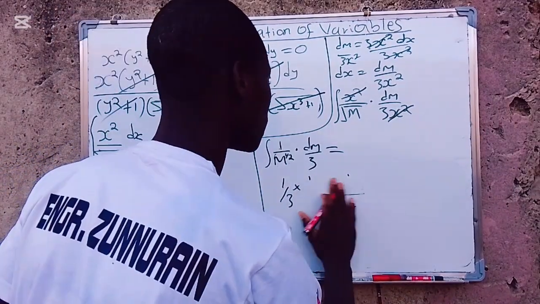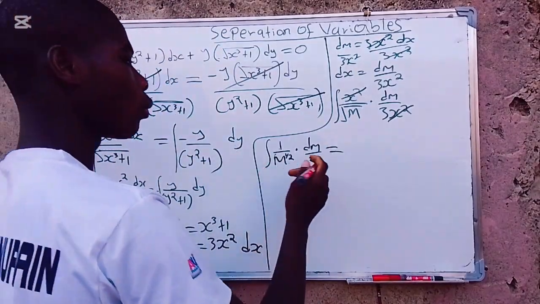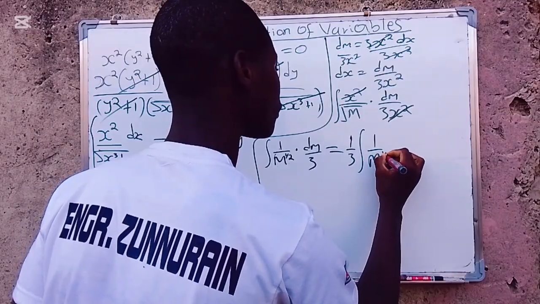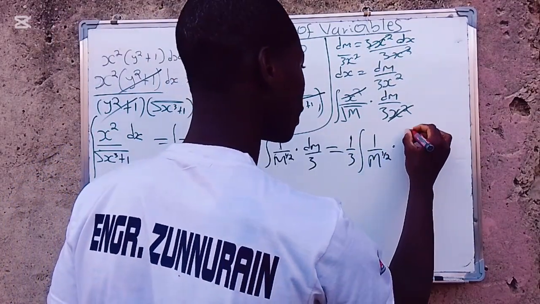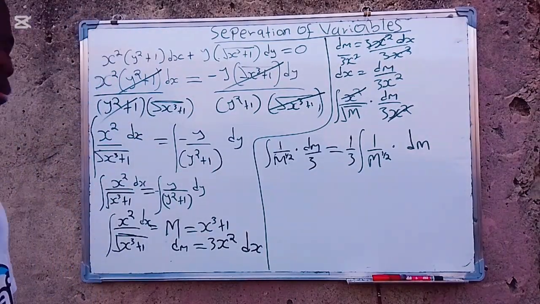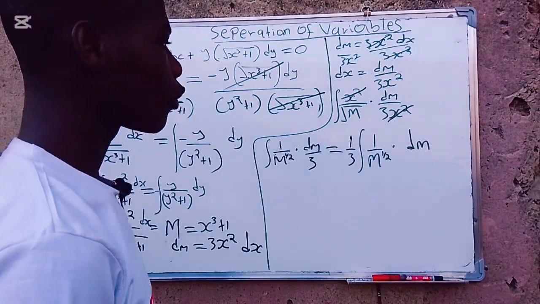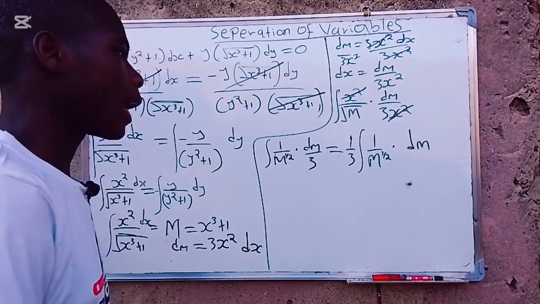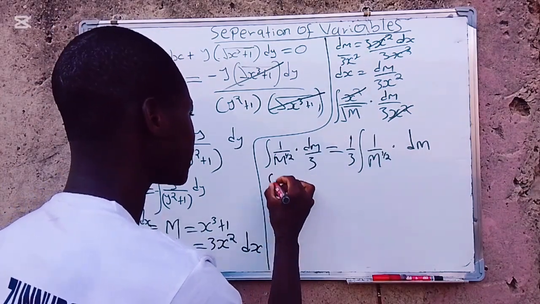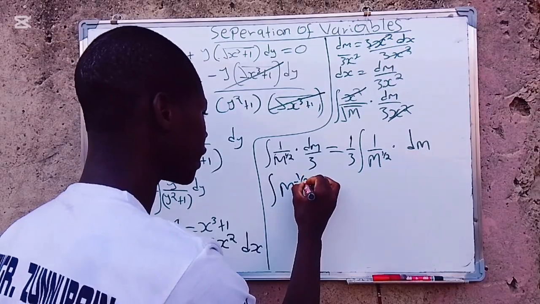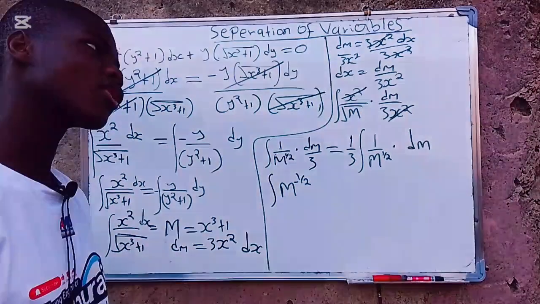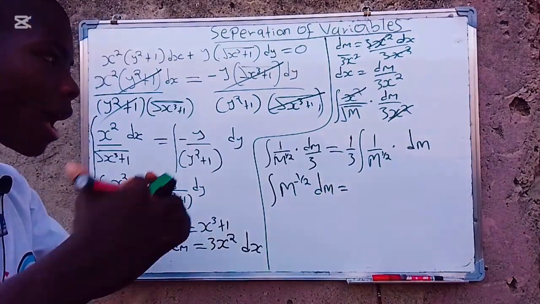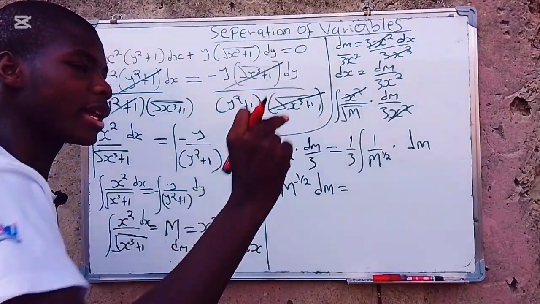So I have to factor out, bring out the 1 over 3. So I have 1 over 3 times the integral of 1 over m to the half, multiplied by dm. The next thing I'm going to do is say this is equivalent to the integral of m to the negative a half dm. Do you all agree? Yes, you must agree with this.